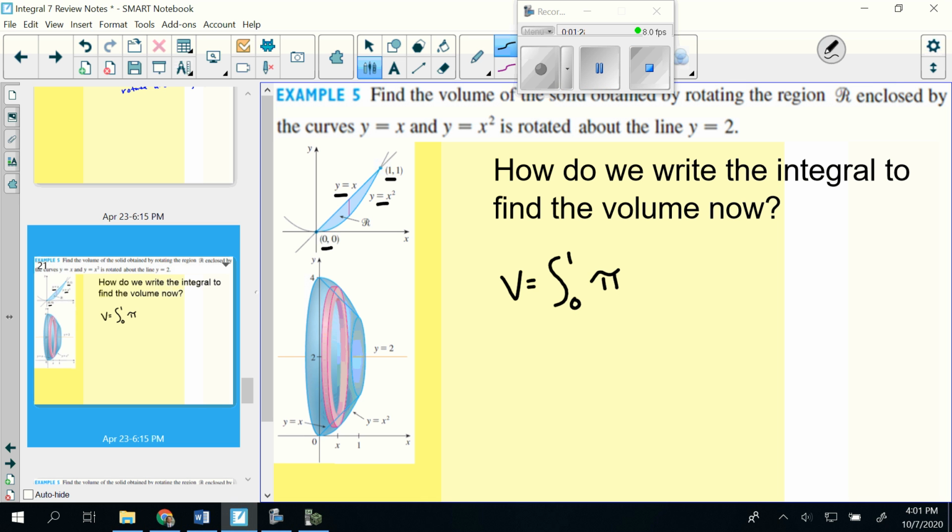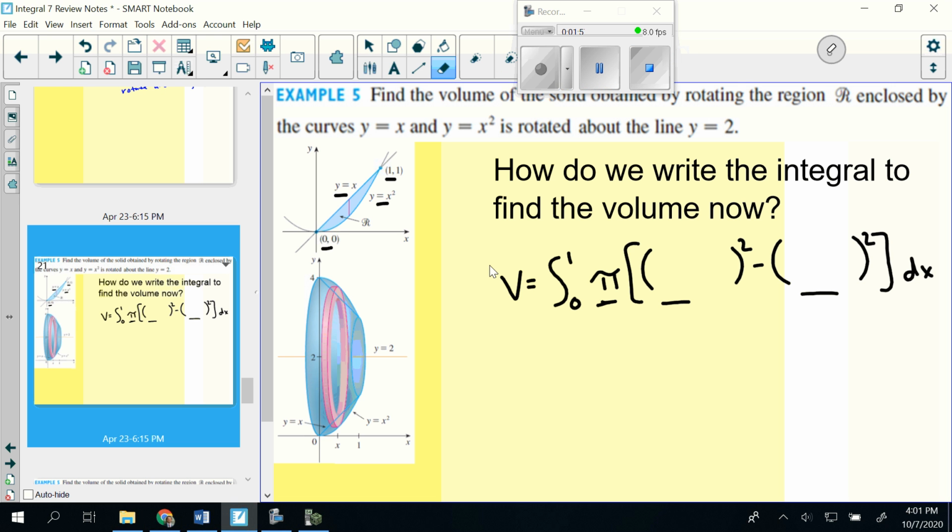Pi times our radius, which is the distance between these, squared, minus, since there are two functions, pi r squared minus pi r squared. So we're going to have these two radii squared, and the height of those cylinders is going to be dx. We're going to have these two radii squared here because it's pi times the outer radius squared minus pi times the inner radius squared. So what we have to figure out is what those are going to be.